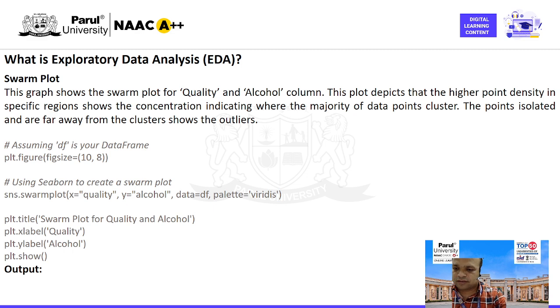You want to give the title here, so you can use the title function: swarm plot for the quality and alcohol. And for labels, plt.xlabel quality and plt.ylabel alcohol. After that, you can represent this by the plt.show function.